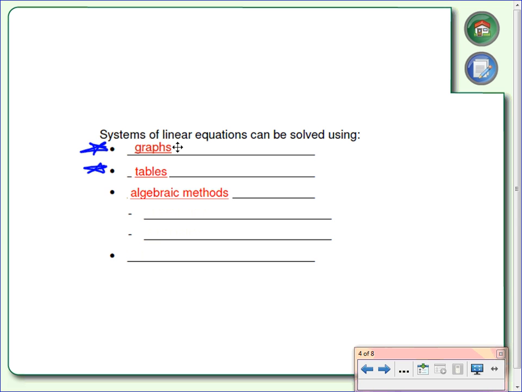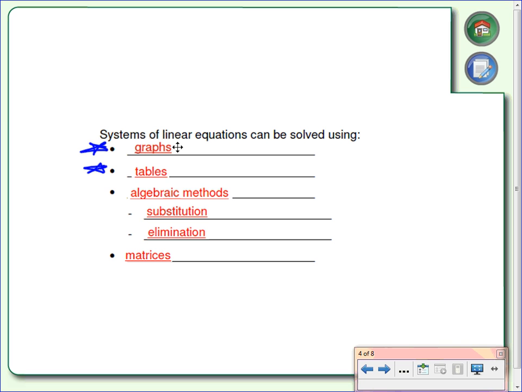And when I say algebraic methods, there's two specific methods that I'm referring to, and one is called substitution, and the other one is called elimination. And we won't get to those until probably Thursday or Friday. Today we're strictly looking at graphs and tables. And then finally, one other method that we'll see later on, probably not until the end of next week, is something called matrices. So all of these are different ways to solve what we call a system of equations. Different ways to come up with the answers. Today we're only looking at the first two, graphs and tables.